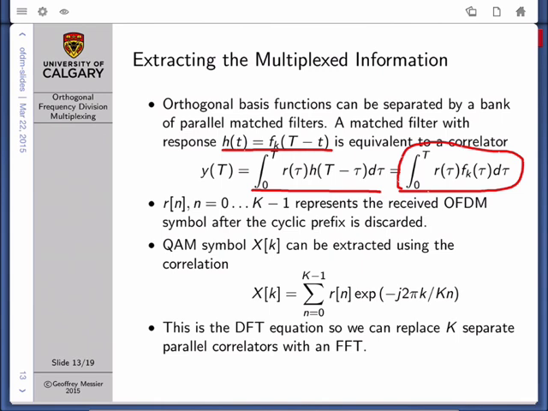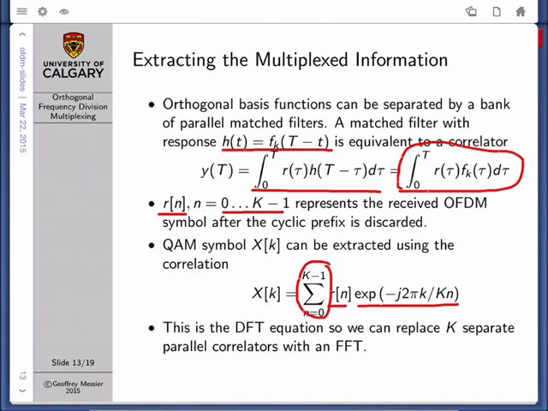Let R of n represent the received OFDM symbol after the cyclic prefix has been discarded, right? So we have k samples, not L plus k anymore. Using the discrete time version of this correlation equation, we just take the received signal samples and multiply them by the orthogonal sinusoid that we're interested in extracting. Think of this as our basis function. And then this summation is just the substitute for the integration in the discrete time domain.